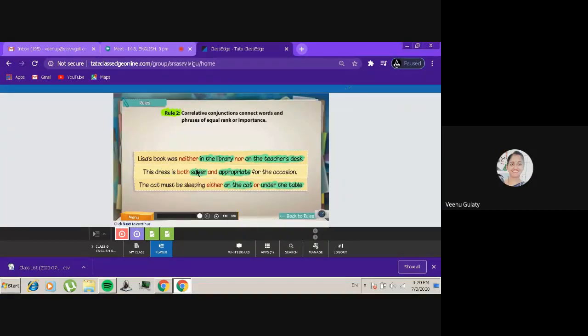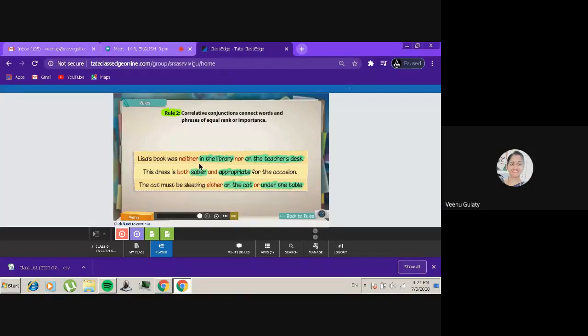Okay. Kartik, read it. Lisa's book was neither in the library nor on the teacher's desk. This dress is both sober and appropriate for the occasion. The cat must be sleeping either on the cot or under the table.